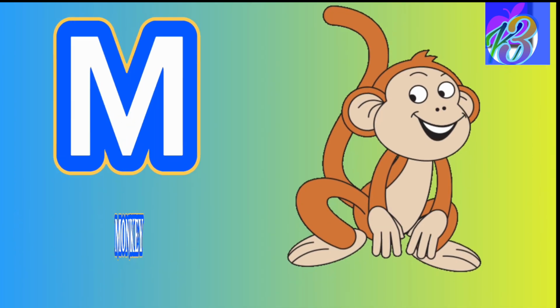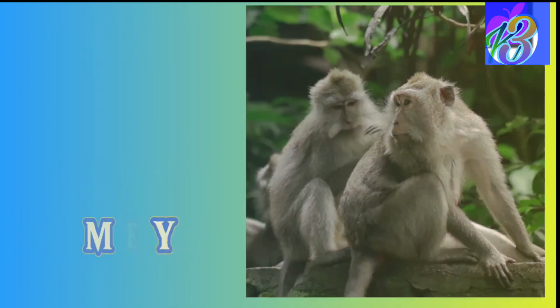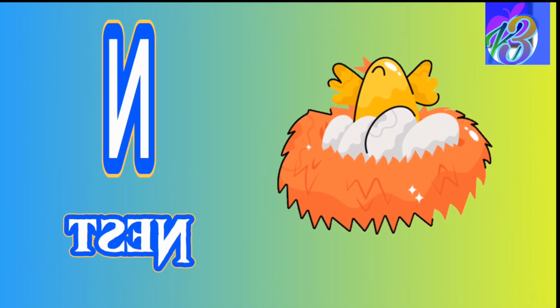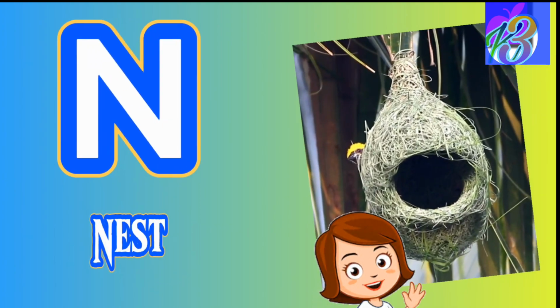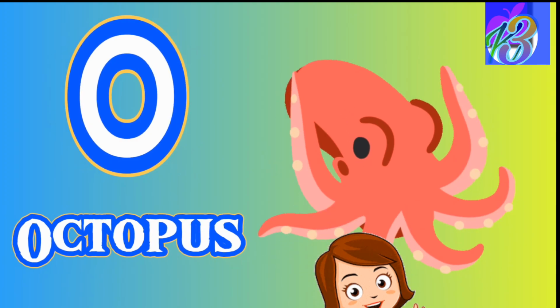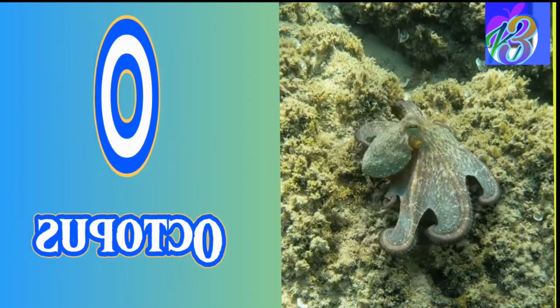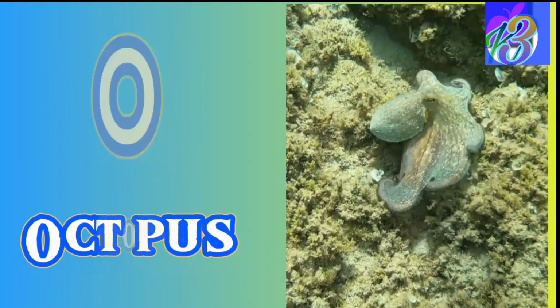M is for monkey, swinging in the trees, a monkey plays. N is for nest, home for birds, a nest to rest. O is for octopus, octopus, 8 long arms, an octopus swims.